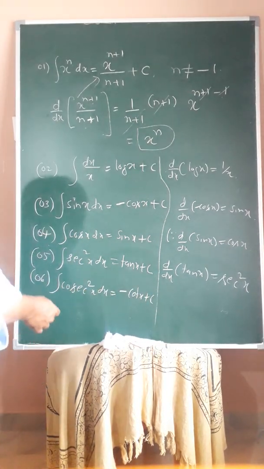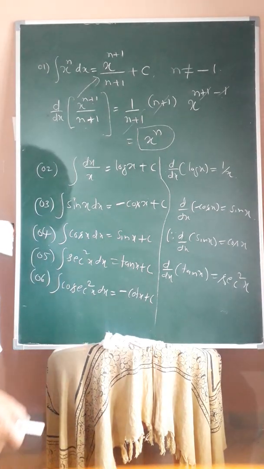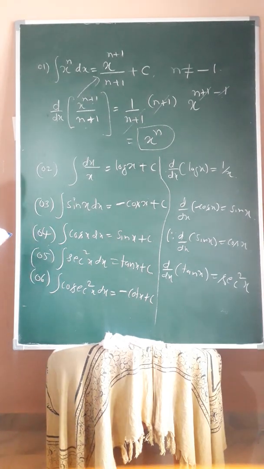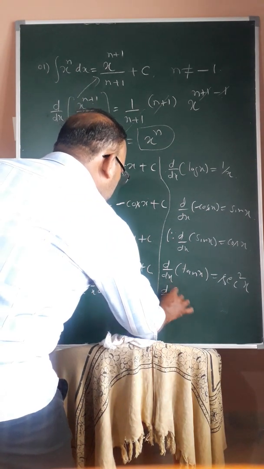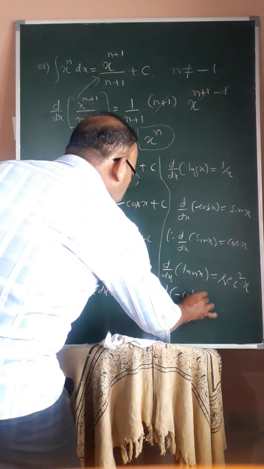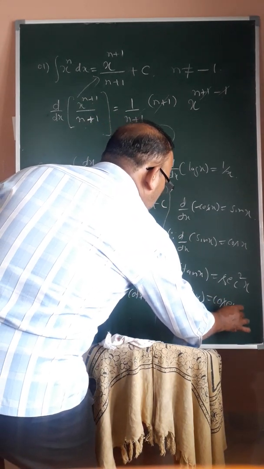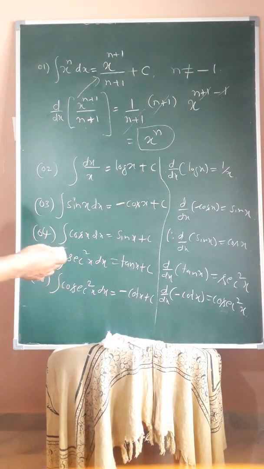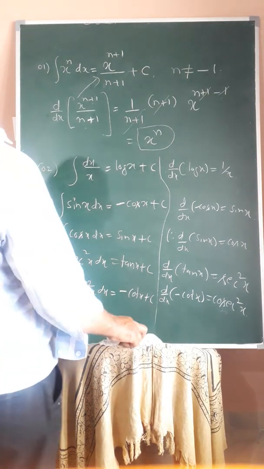Integration of cosecant square x dx is equal to minus cot x plus c, because derivative of cot x is minus cosecant square x. d by dx of minus cot x is equal to cosecant square x. Both cot and cosecant are also trigonometric functions.